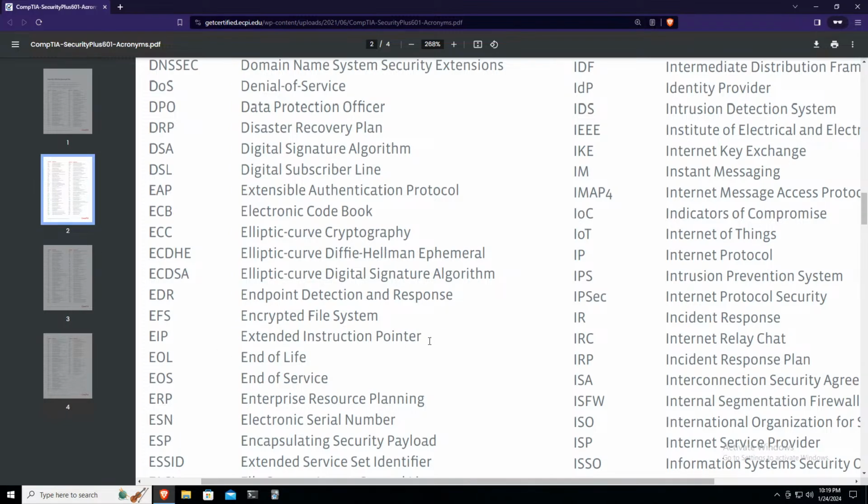EIP, extended instruction pointer. Don't got a good example for that one. I'll have to move on and see.